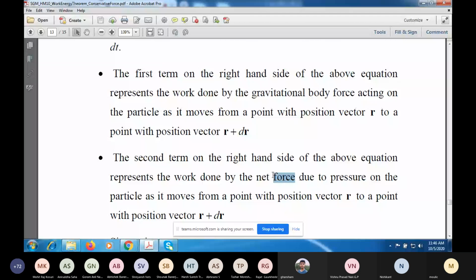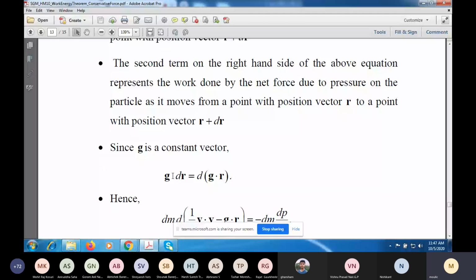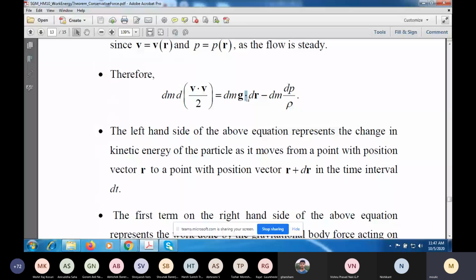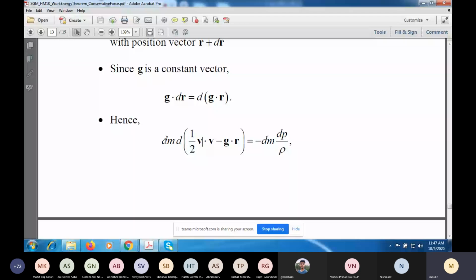Okay. Now since G is constant, G dot dr I can write as d of G dot r. And then if I take this first term on the right hand side and move it to the left hand side, we can combine it with the kinetic energy term. We can write it as dm times the differential of half V dot V minus G dot r. So unit of this is meter per second whole square, which is joule per kg. This also is meter per second square. And right hand side is the work done by the net pressure force.